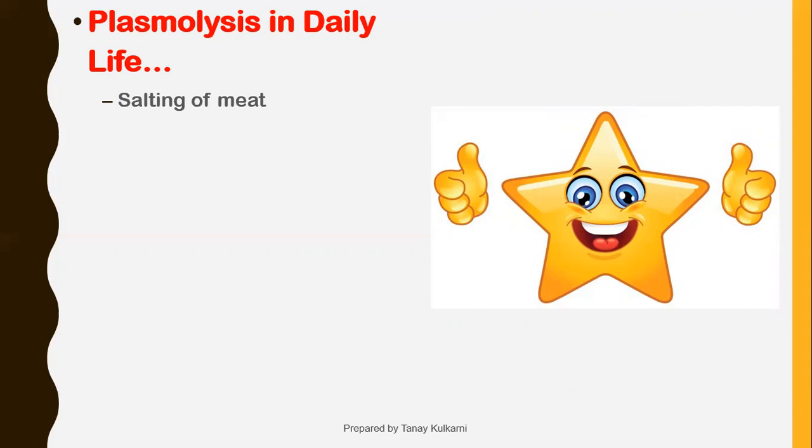Number one, salting of meat. While cooking the meat, we used to marinate the meat with the help of certain spices as well as salt. So because of adding all these things, the water will be drawn from the muscle cells, correct? And it will make the meat soft and juicy.